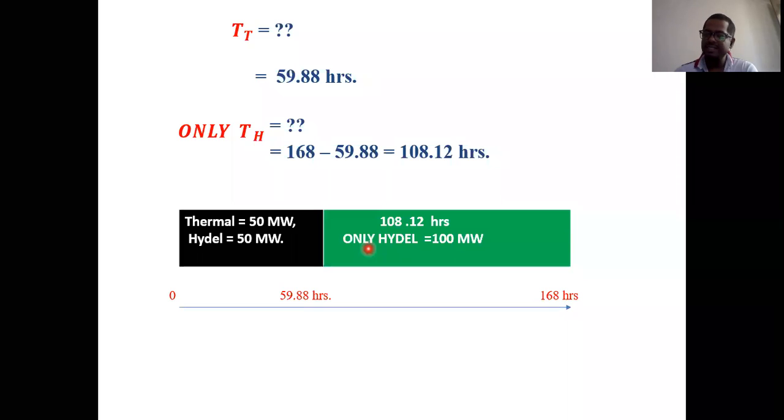Why is it not possible in India? In India, we give most of the importance to thermal even nowadays. I have already shown how much power is produced by thermal and how much by hydel. So that's why it is not possible. It is a rare case or a special case in the first algorithm. Okay, so this is the solution for this problem.